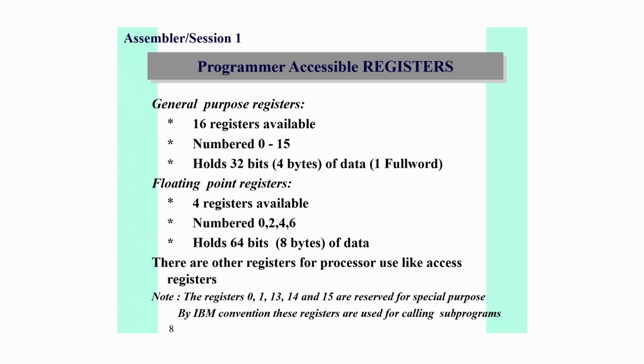Out of these 16 general purpose registers, registers 0, 1, 13, 14 and 15 are reserved for special purposes. We will come later to what the special purposes are. So normally what is available for you to program are 2, 3, 4, 5, 6, 7, 8, 9, 10, 11 and 12. All these registers are available for you to program. We will come again and again to the registers, but this is the basic knowledge you need to have about them.